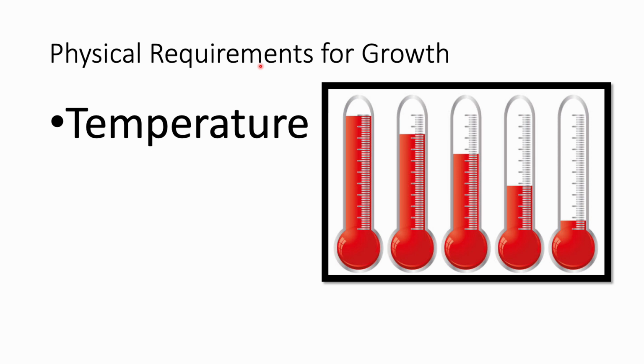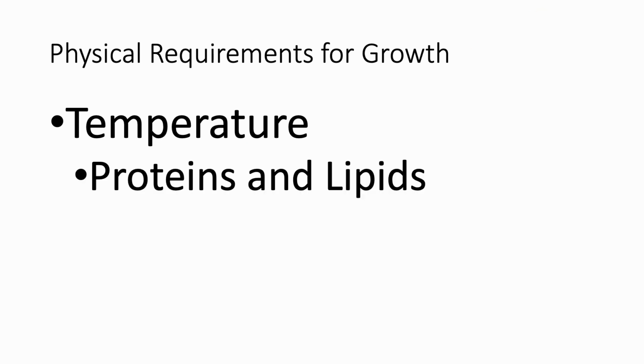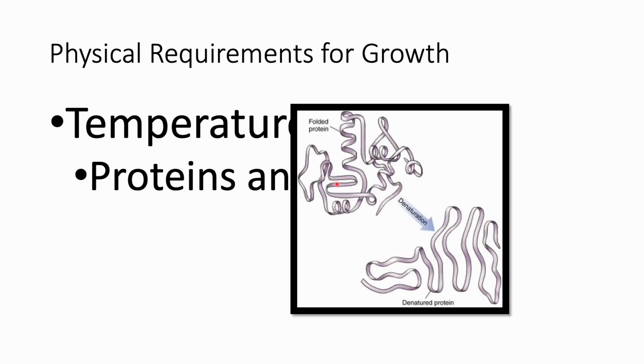So now we're into physical requirements for growth though, and the first one we'll talk about is temperature. And when discussing what temperature does to cells, we're really thinking about proteins and lipids. So this should look familiar. In terms of temperature for proteins, temperature that's too high will denature proteins. So it will change this nice, perfect 3D shape that the protein had. It will break apart the hydrogen bonds that are holding it together, denature it, and make that protein non-functional.